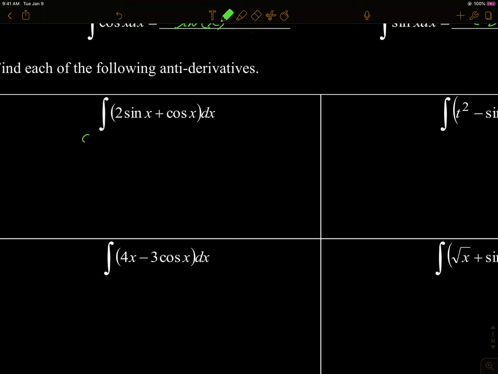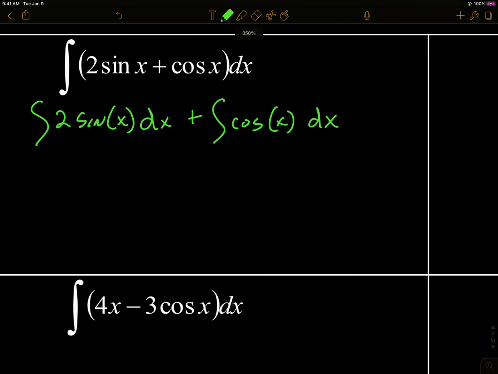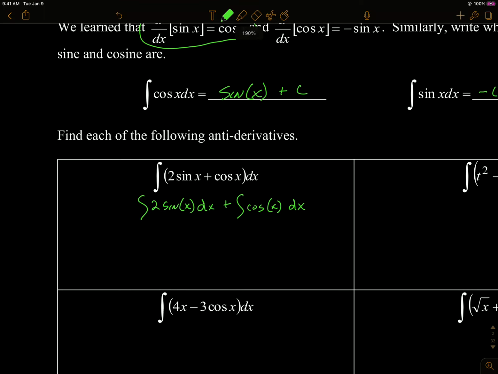So technically, I'll show you some stuff here. We can do this in parts, or we can do it one term at a time. So technically I'm supposed to kind of write these as two separate integrals because we only have a rule for sine and cosine, right? That's it. That's the only rule we have.